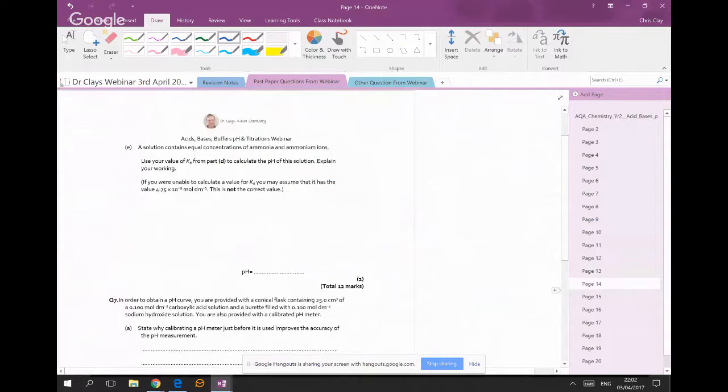Okay. A solution contains equal concentrations of ammonia and ammonium ions. Use a value of Ka from part D. Now, you can see here, if you haven't worked out a value, they're giving you an answer here. We're going to use a value of 3.15 times 10 to the minus 10 for this question. Equal concentrations of ammonia and ammonium ions.